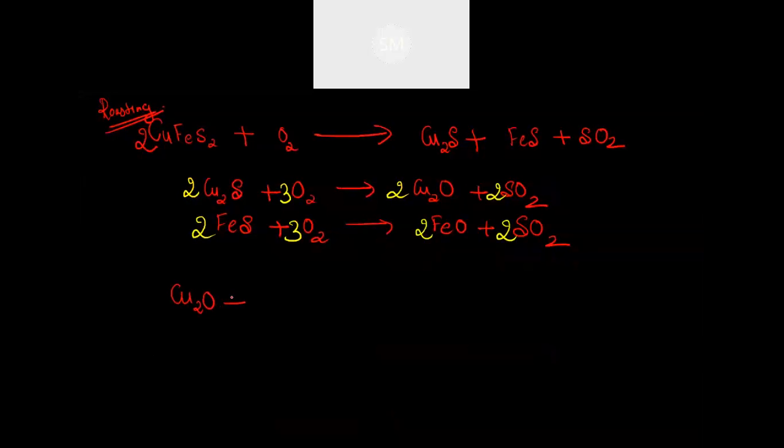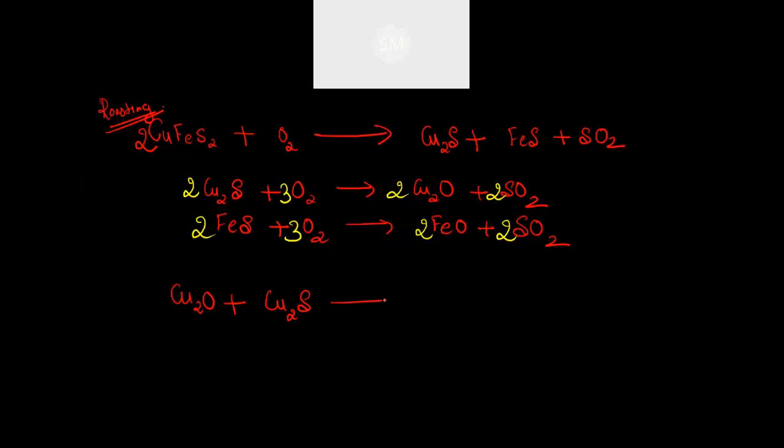This copper oxide, see, complete oxidation may not happen. So there will be a certain amount of copper sulfide still remaining. 100% won't get converted. Some copper oxide will get converted and some will still be there, so that itself will act as a reducing agent. So I said it undergoes self-reduction. Cu2O combines with the remaining Cu2S and gets converted to copper, and sulfur dioxide, SO2, is formed here.